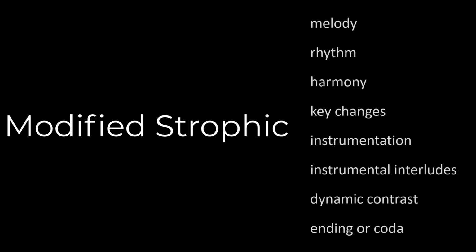In summary, modified strophic form is almost exclusively restricted to song, where many verses or stanzas of the text are sung to the same music, but where subtle changes are made. Those changes may be combinations of melody, rhythm or harmony, key changes, instrumentation, simple instrumental interludes, dynamic contrast, or the way a verse may end.